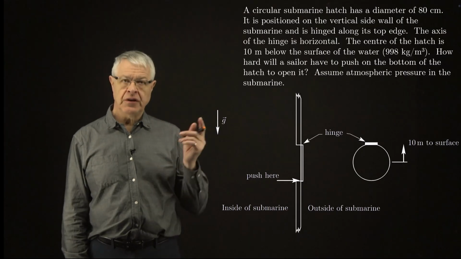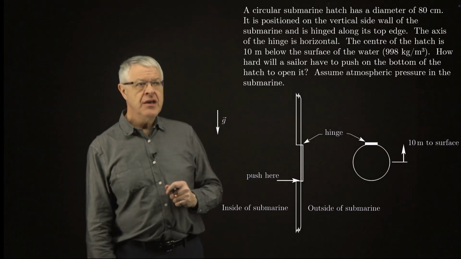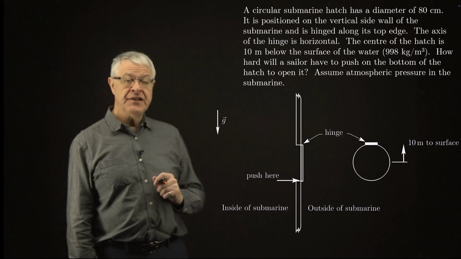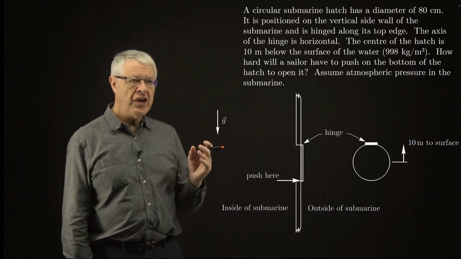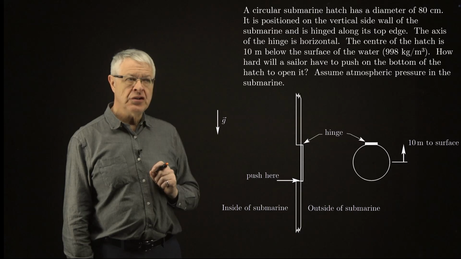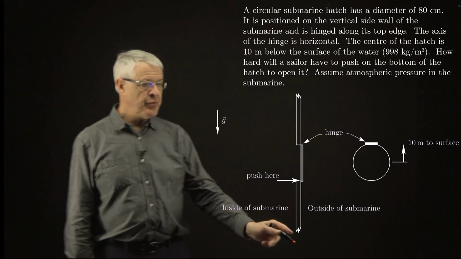So today we're going to take a look at this hydrostatics problem. A circular submarine hatch has a diameter of 80 centimeters. It's positioned on the vertical side wall of the submarine and is hinged along its top edge. So we see a picture of that here.